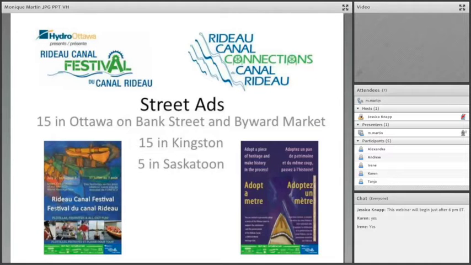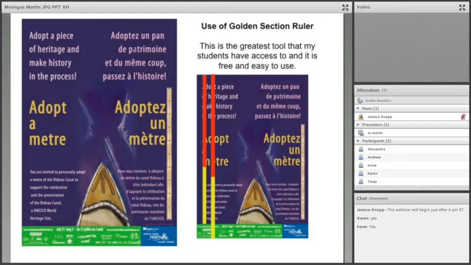So here's some of the street ads. These ones are pretty simple because they were just about advertising for the site. So the kids did the canoe pieces. This is a canoe piece done by a grade 6 student. This is pastel on just construction paper.